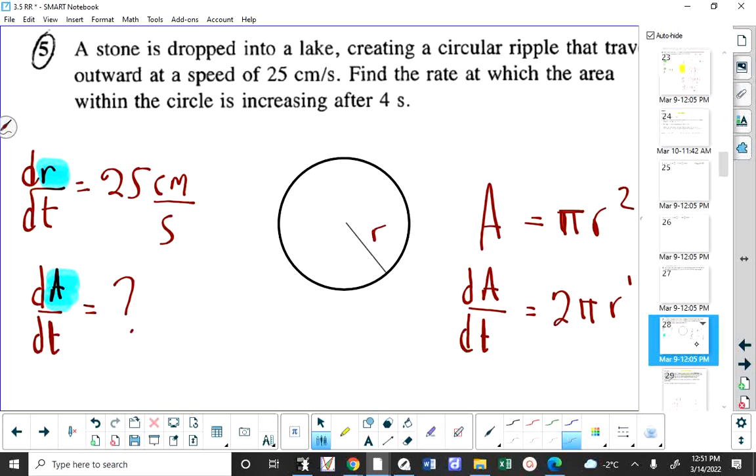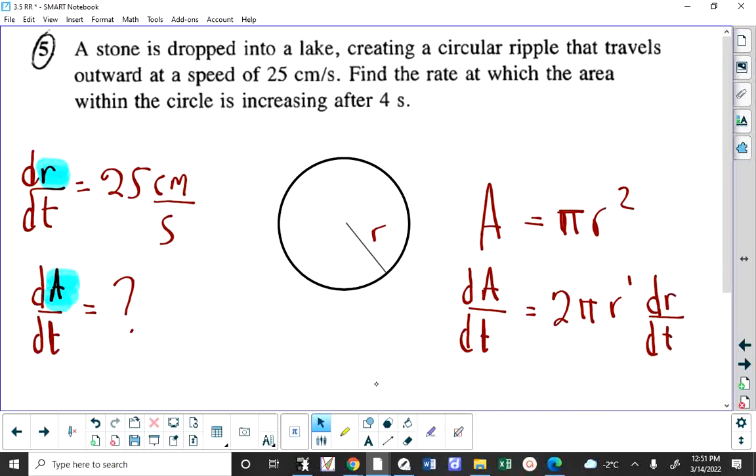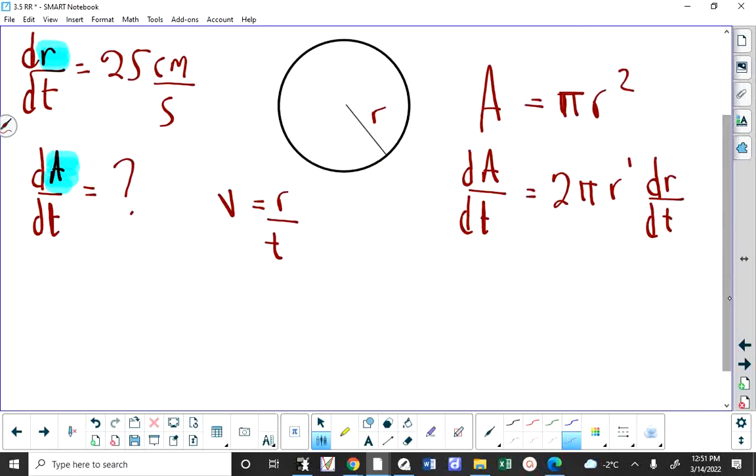The only problem is we don't have a time here. There's no time variable, even though we've got a dr dt. However, there's two workarounds for this. One of them is to say that since the ripple is traveling outward at 25 centimeters per second, then 4 seconds after it hits the water, the ripple will have traveled 25 centimeters and 25 centimeters and 25 centimeters and 25 centimeters. In other words, we could use something like speed equals distance over time in order to find the radius if the speed is 25 centimeters per second.